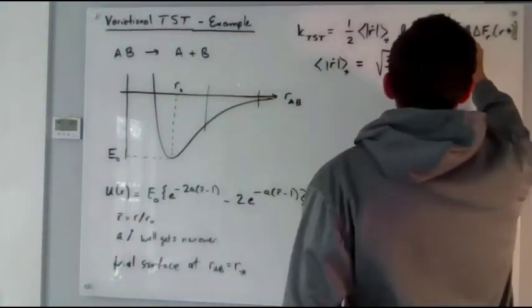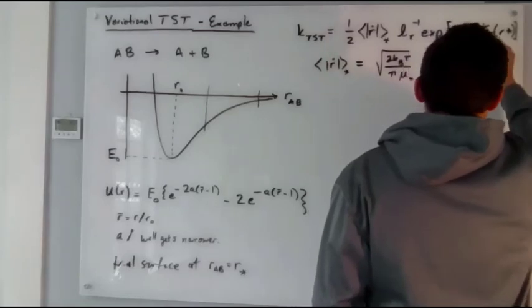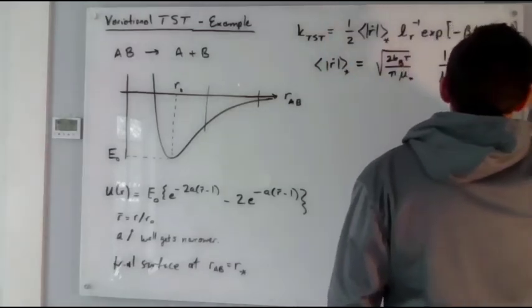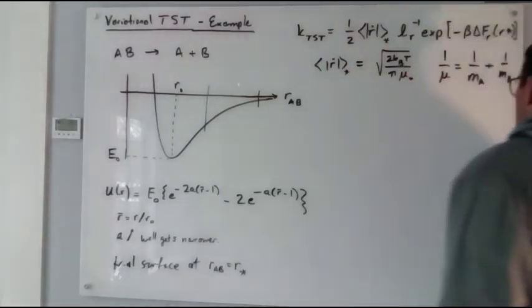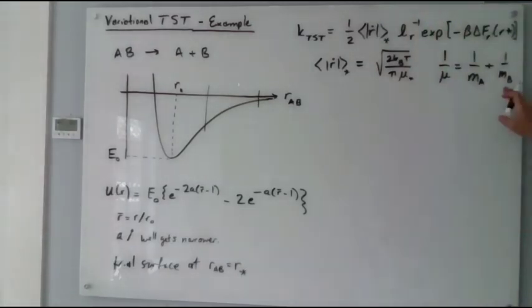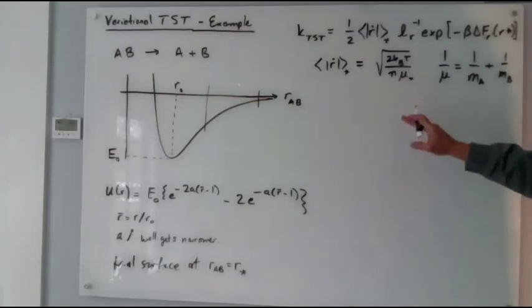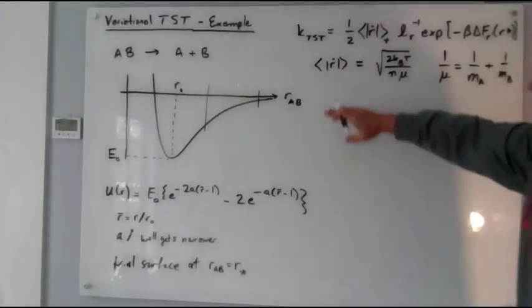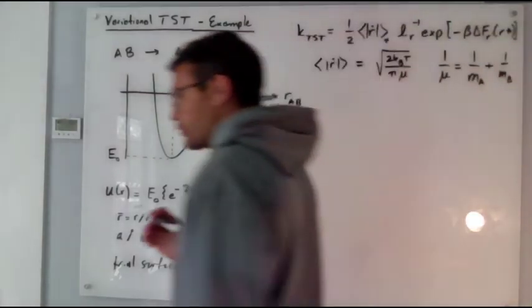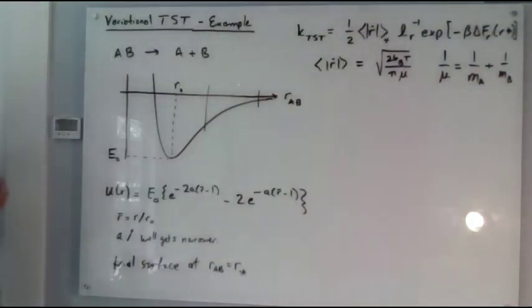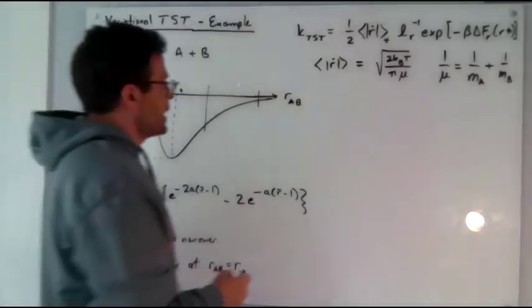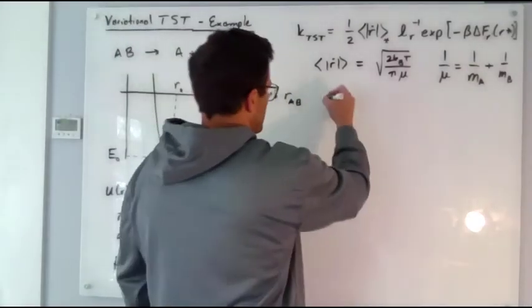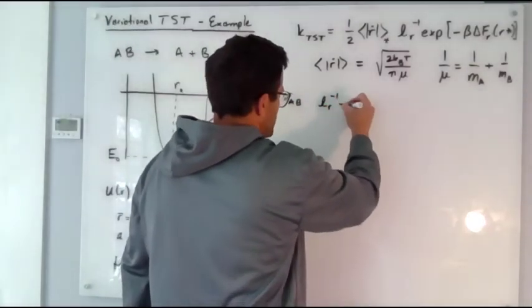And this reduced mass, in our case, is just 1 over the mass of A plus 1 over the mass of B. So we're really quite lucky here that this actually doesn't depend on where we position that dividing surface at all. In this particular case, we don't have to think about that. But in general, you always want to be careful that you include the possibility that your reduced mass could be coordinate dependent.